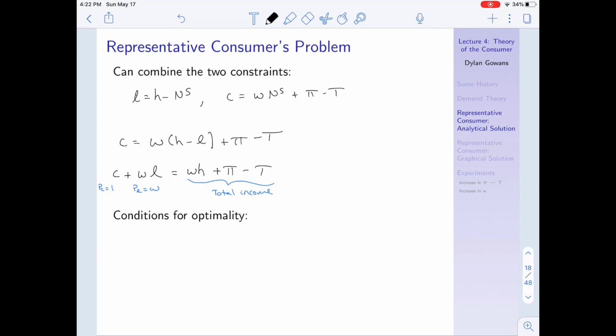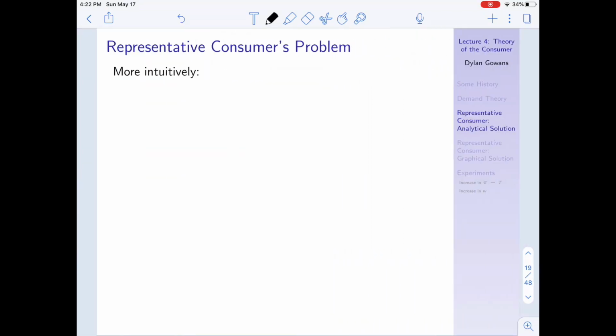So we'll have the marginal utility of consumption divided by its price, which is just equal to 1, is equal to the marginal utility of leisure divided by its price, which we said is W. That will be one of our conditions for optimality. We can write that more intuitively, and I'll explain why, just by moving the W term over to the other side. That gives us MUC times W is equal to MUL.